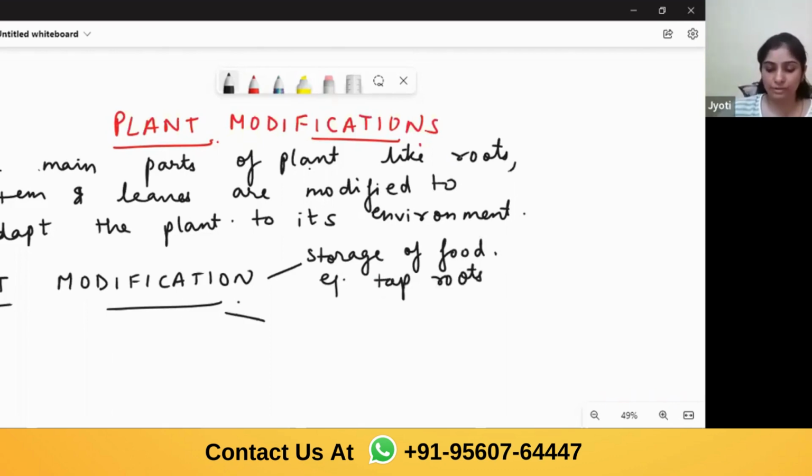Second is mechanical support. Mechanical support means there are certain roots which give support to the plant. For example, in a banyan tree, what happens in a banyan tree? In a banyan tree, there are two types of roots.